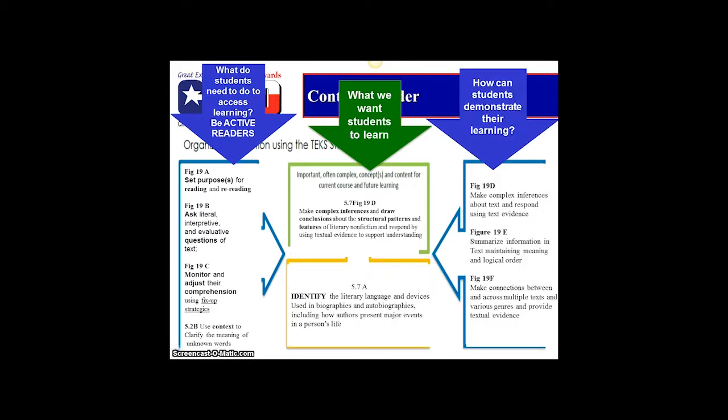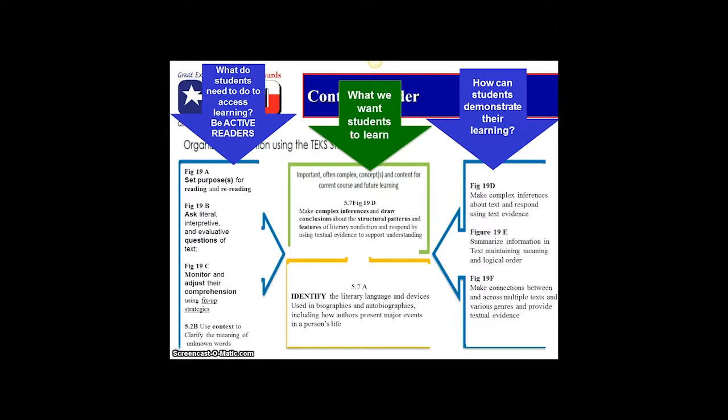If students are having trouble with making these complex inferences, we need to scaffold and spiral in 5.7a, the student expectation, which is identify the literary language and devices used in literary nonfiction, including how authors present major events in a person's life. Once they're able to identify, then we can grow their learning into these complex inferences.